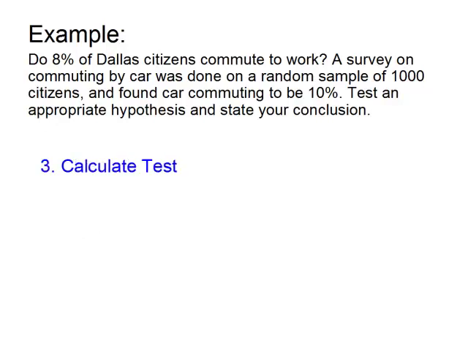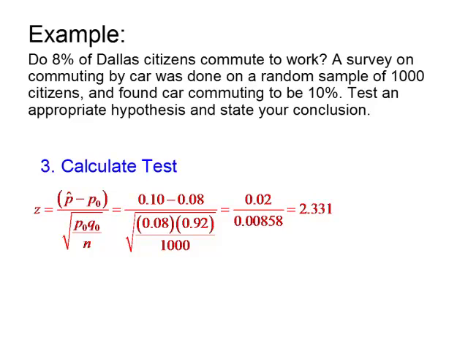Step 3 is to calculate the test. Z equals our sample proportion of 0.10 minus our population proportion of 0.08 divided by the square root of 0.08 times 0.92 divided by 1,000, and we get 2.331.